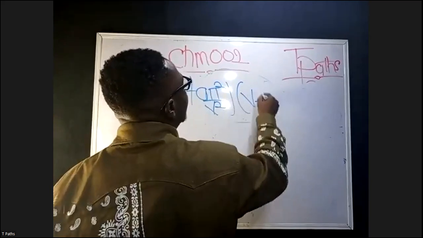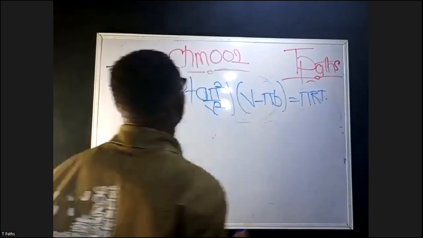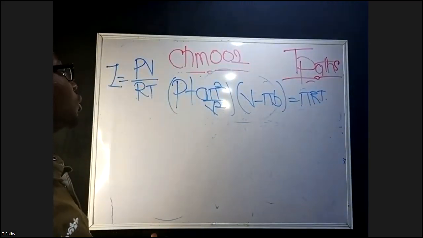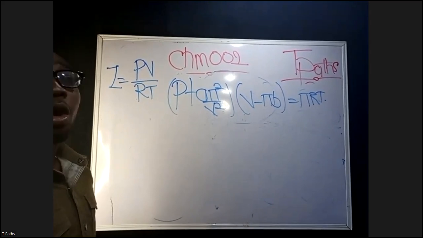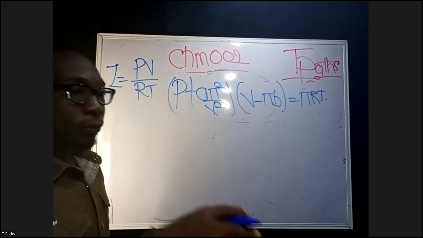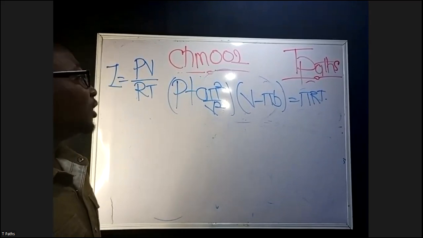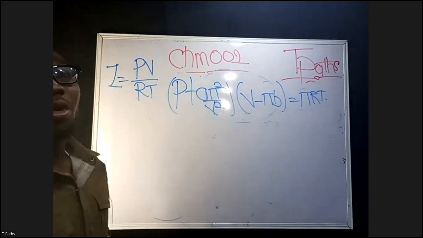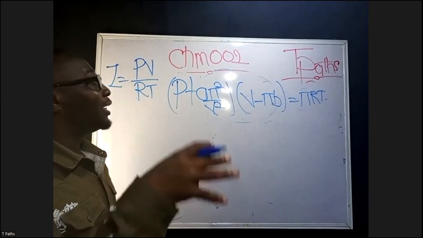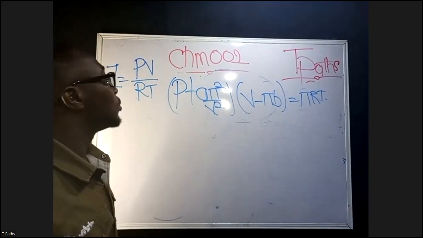(P + a n²/V²)(V − nb) = nRT. What is P? P is pressure. What is A? A is the correction of the magnitude of the intermolecular forces of attraction present in the molecule. What is N?